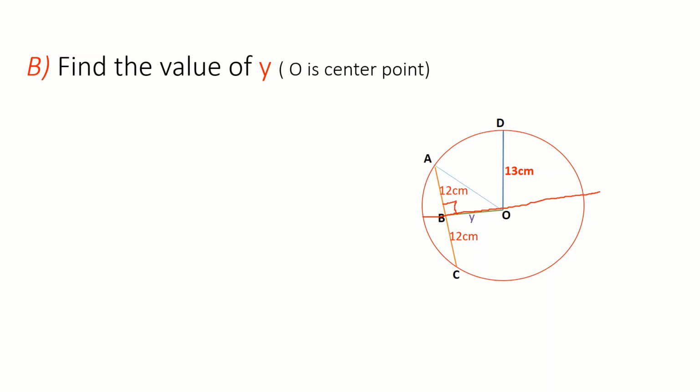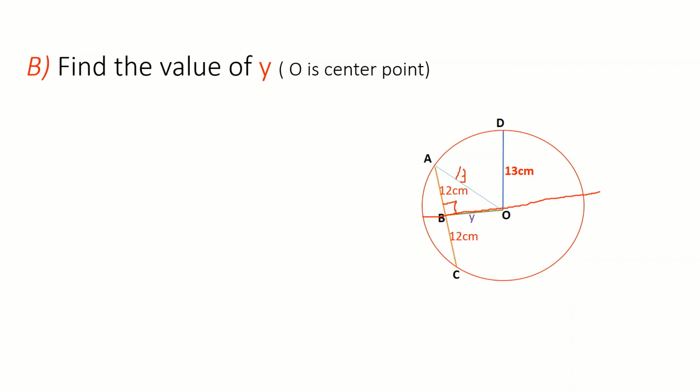So looking at triangle ABO, triangle ABO is a right angle triangle. But how do you know the length of AO? AO is the radius of the circle as DO. So AO is the same as 13. It is 13 because DO and AO are the radius of the circle. So if this is 13, this must be 13.